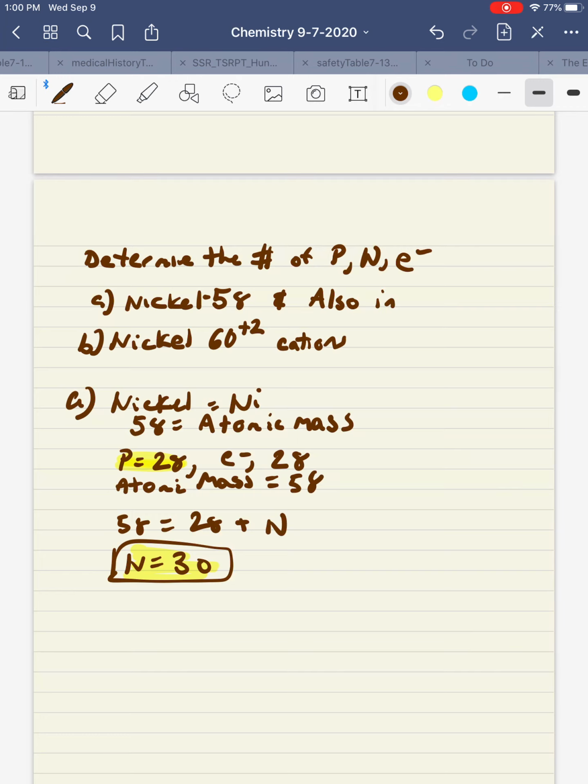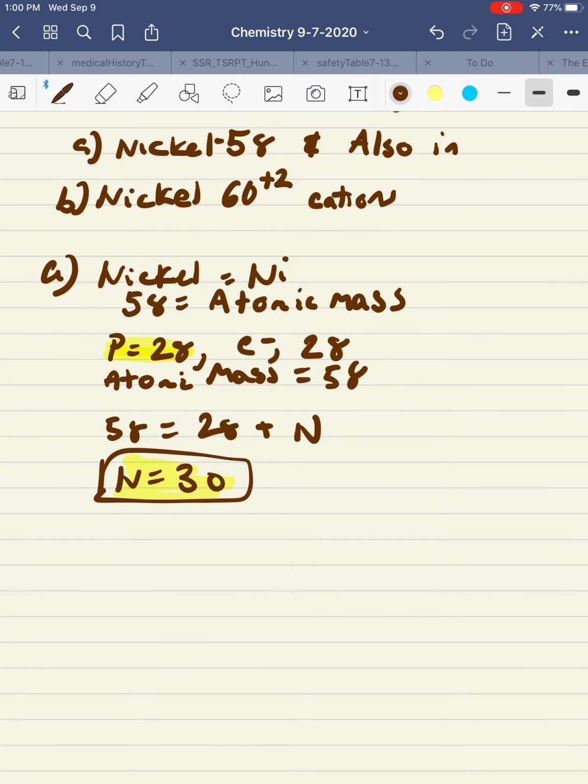All right. Let's look at part B. Nickel 60 positive 2 cation, right? So we know since it's nickel, we don't even have to go back up to the periodic table. We saw before that nickel has 28 protons. That's not going to change. We know now the atomic mass is 60, right? So always write out what you have. Atomic mass is equal to 60 AMUs, atomic mass units.